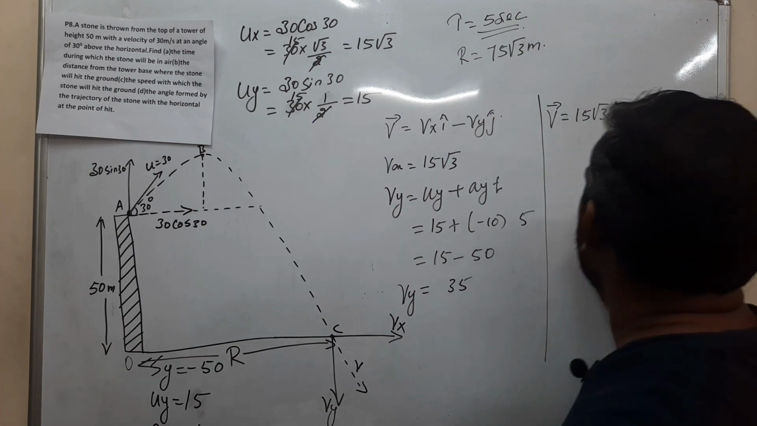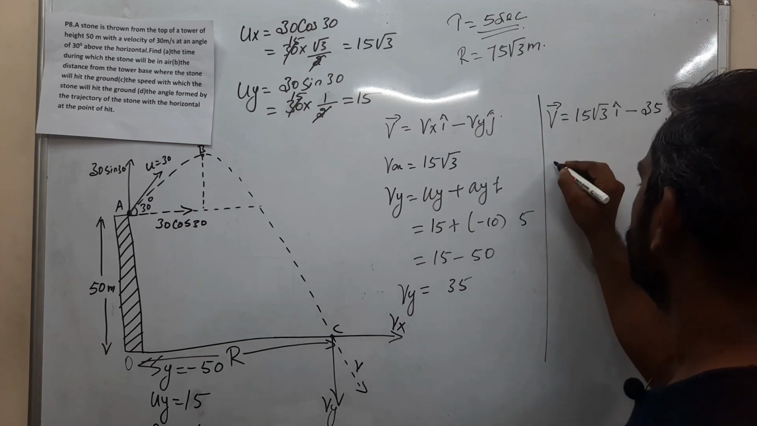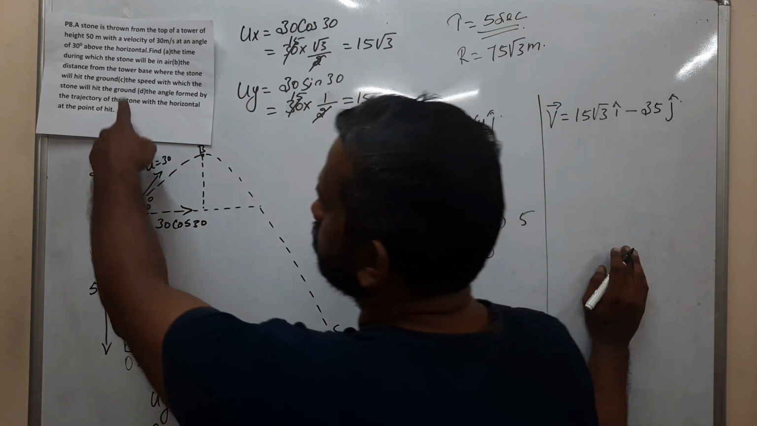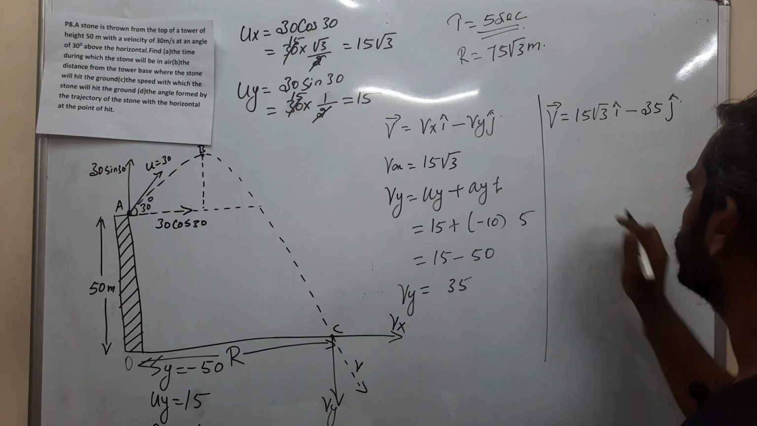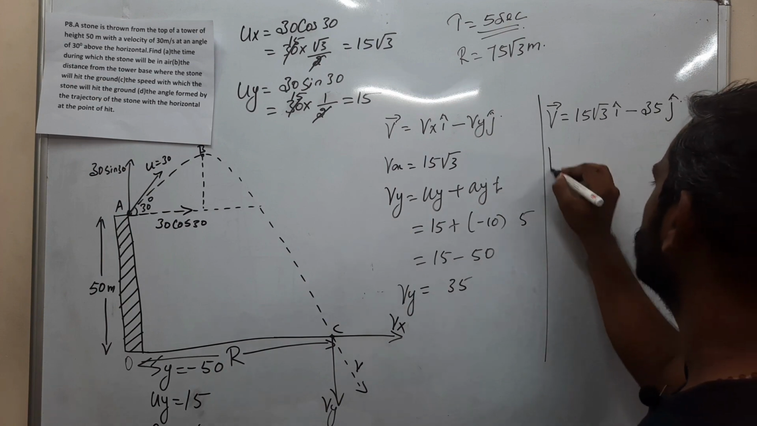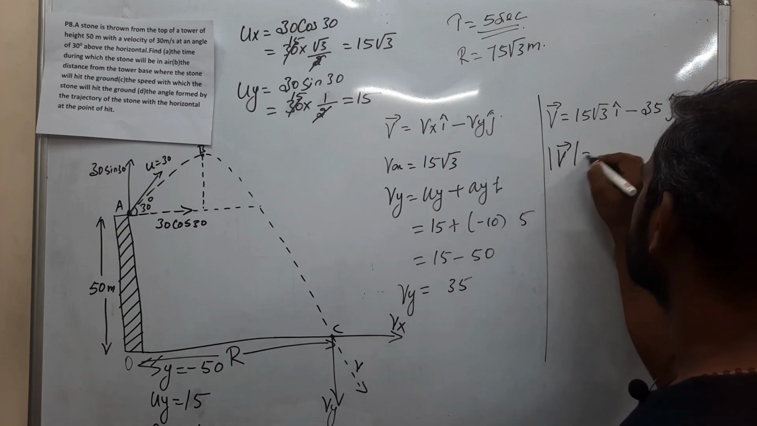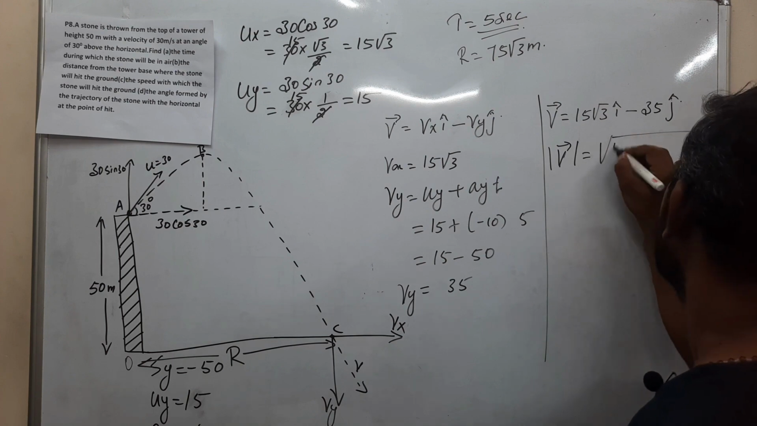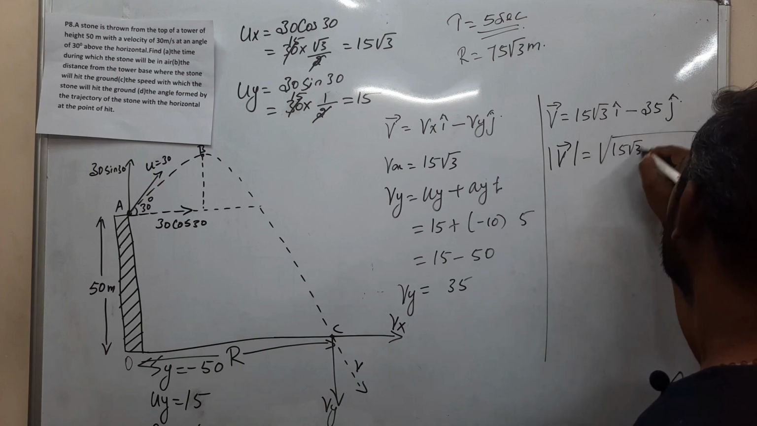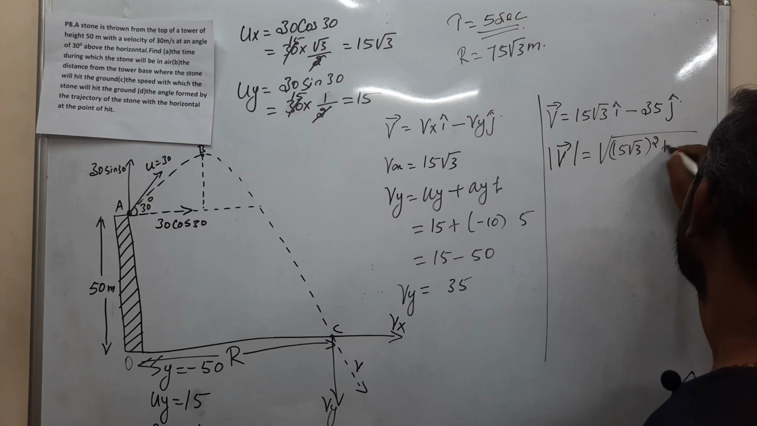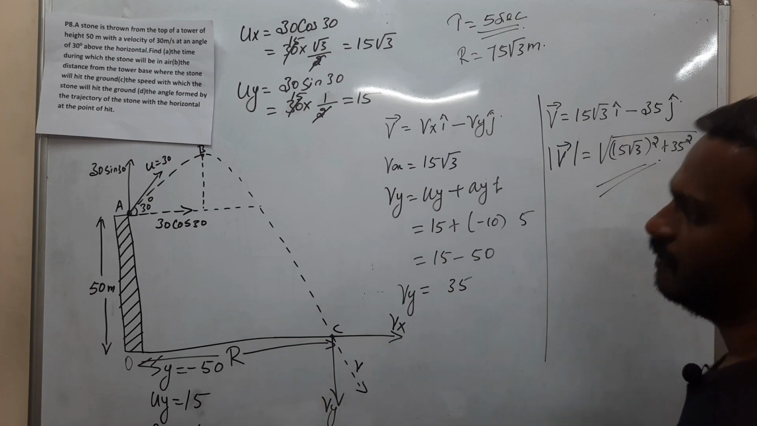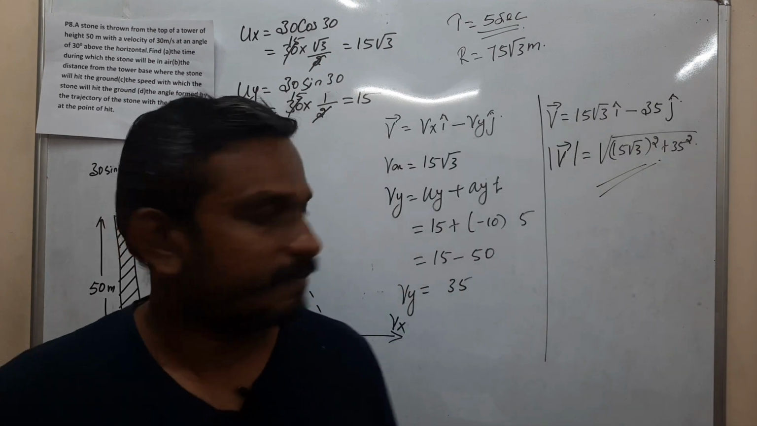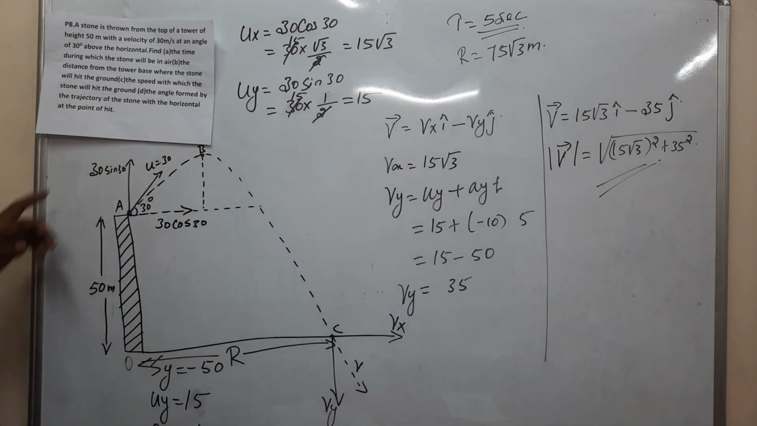So the magnitude of this velocity vector. Therefore, we have to find, in option C, the speed with which the stone will hit the ground. Speed is nothing but the magnitude of velocity. So the v vector is equal to the square root of (15 root 3) square plus 35 square. So this gives the speed.